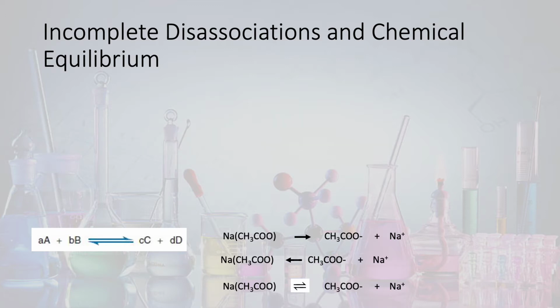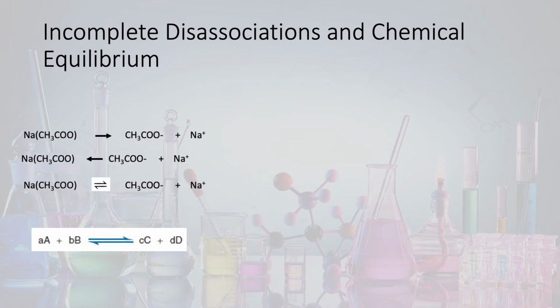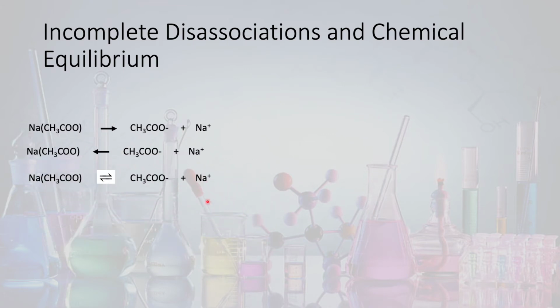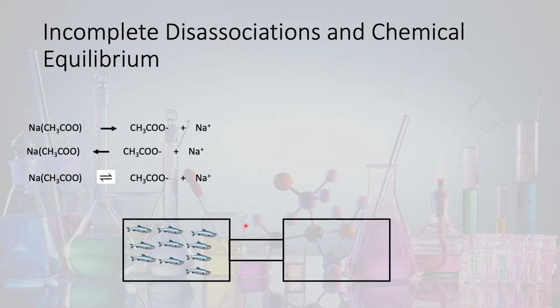Now this may sound slightly confusing, so let me try and use an example that may make more sense. It's no secret to anyone that I enjoy fishing. So let's try and use the movement of fish through this object as an example for chemical equilibrium. And to simplify things, let's begin by focusing only on the forward reaction of the dissociation of sodium and acetate ions here.